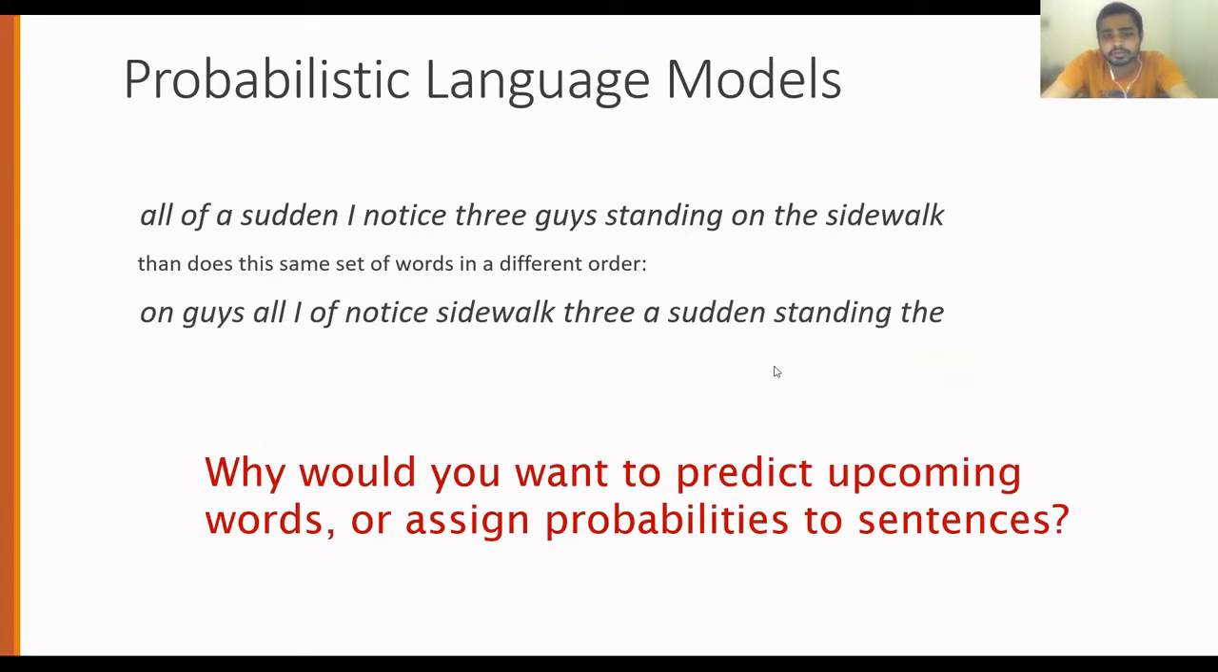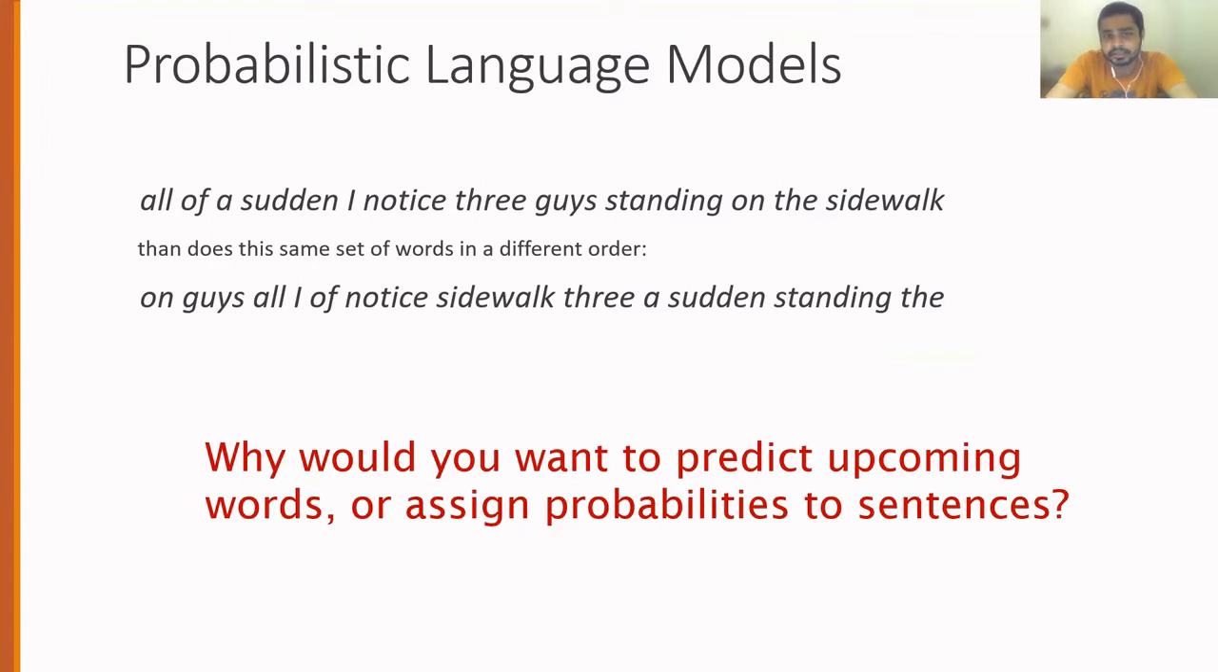The same models will also serve to assign a probability to an entire sentence. Such a model, for example, could predict that the following sequence has a much higher probability of appearing in a text. That is, "All of a sudden I noticed 3 guys standing on the sidewalk." This sentence has higher probability of appearing in a book or a text than the jumbled up words of the same sequence.